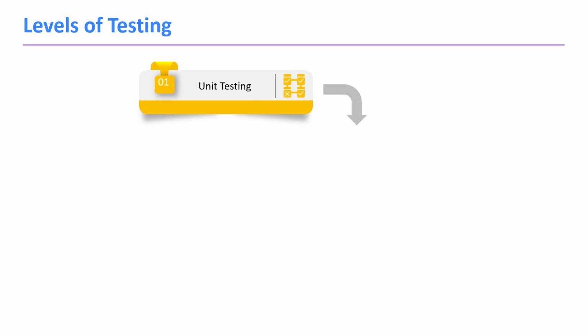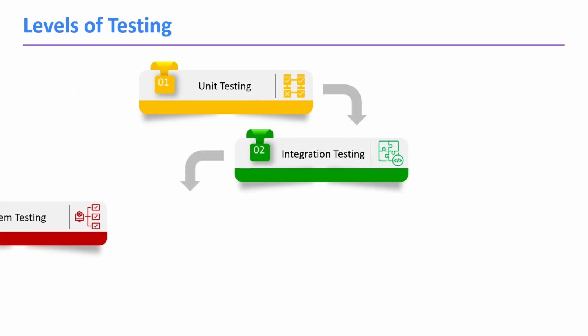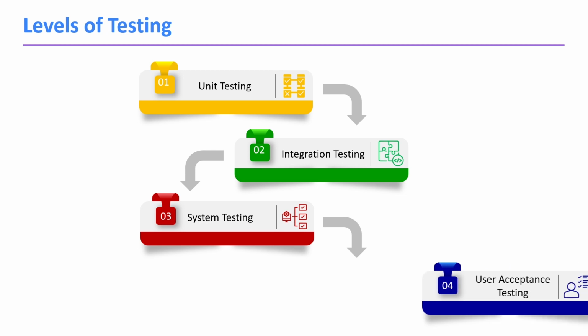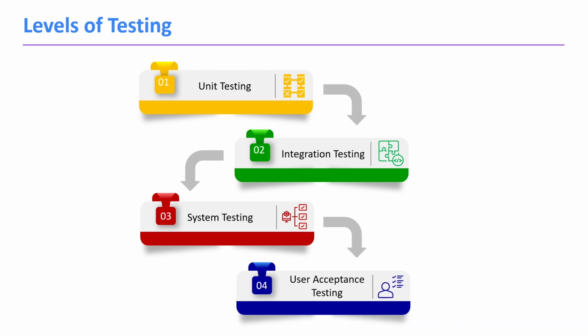In testing, there are four levels of testing. First is unit testing, second is integration testing, third is system testing, and fourth and last one is user acceptance testing. So first we will discuss unit testing.